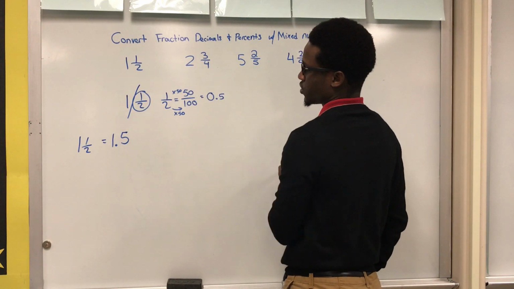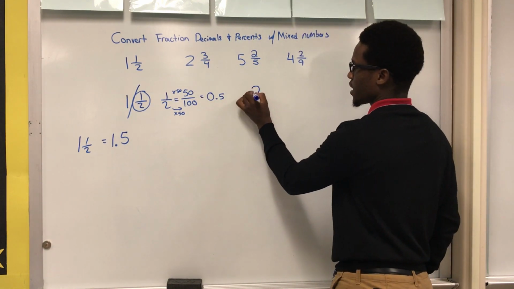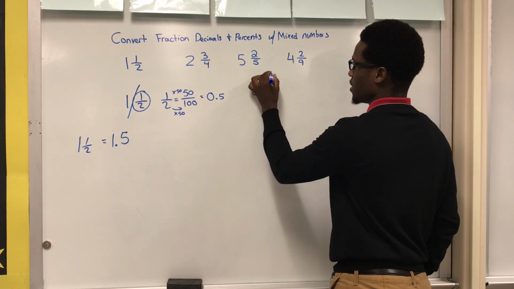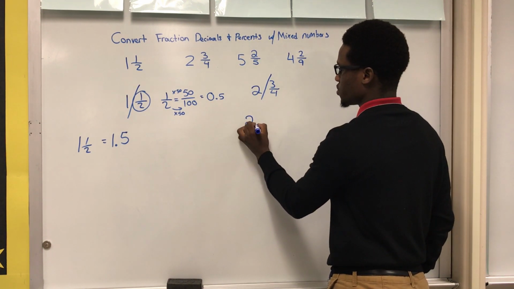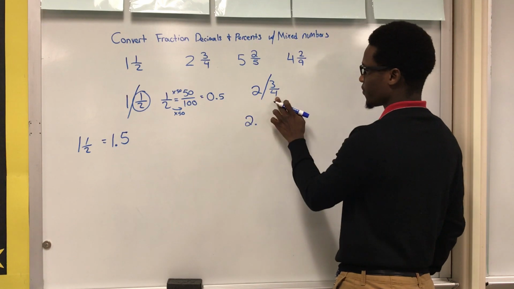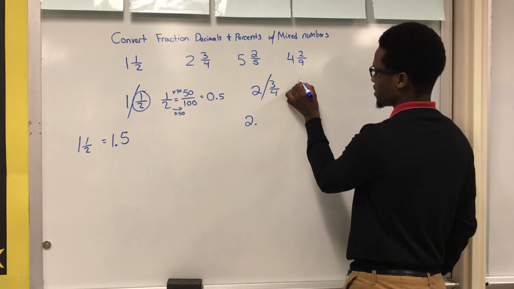Next, let's go ahead and try 2 3/4. As you can see, we have 2 3/4. I'm going to just go ahead and split up the whole number. So our whole number here is going to be 2. Now we have to figure out what the 3/4 is equal to as a decimal.